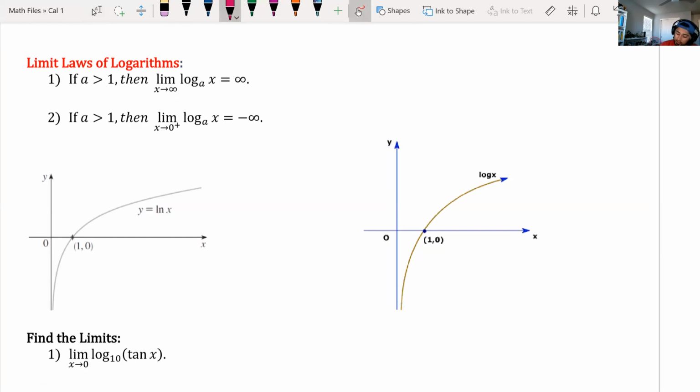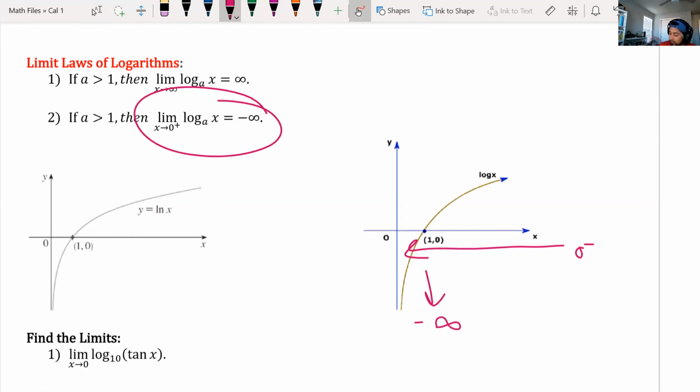As you see by the graphs below, this goes for the natural log and the log function. So if you approach 0 from the right, you see that your y values are headed towards negative infinity. And then if your x values are headed towards infinity, then your y values are also headed towards infinity. There we go. Okay.